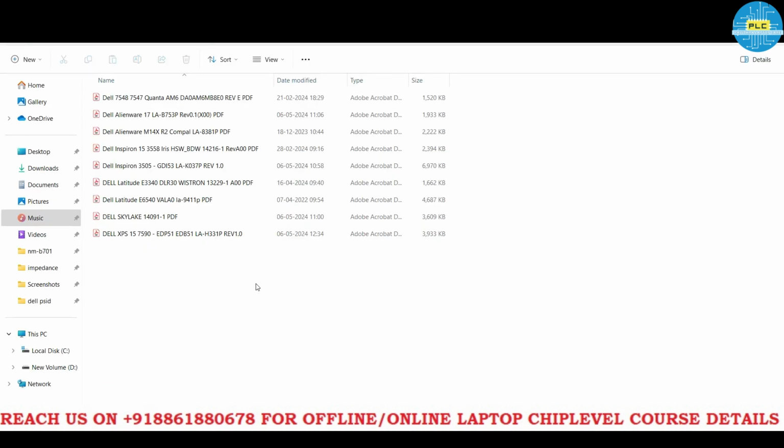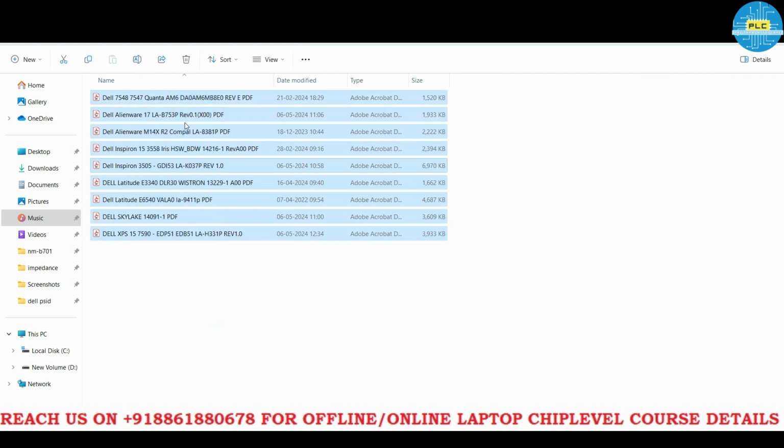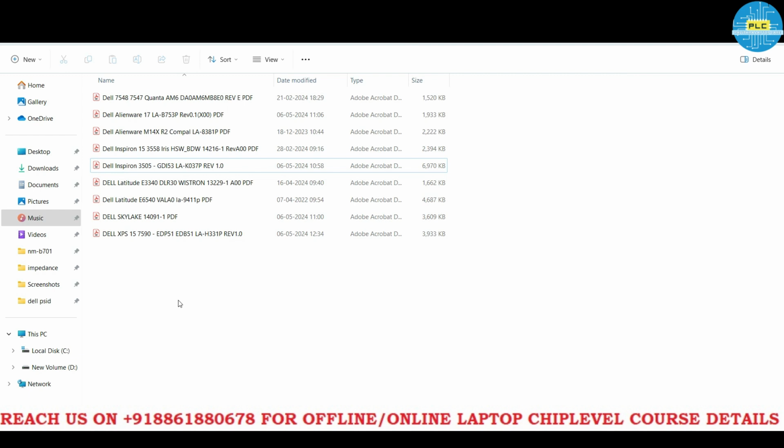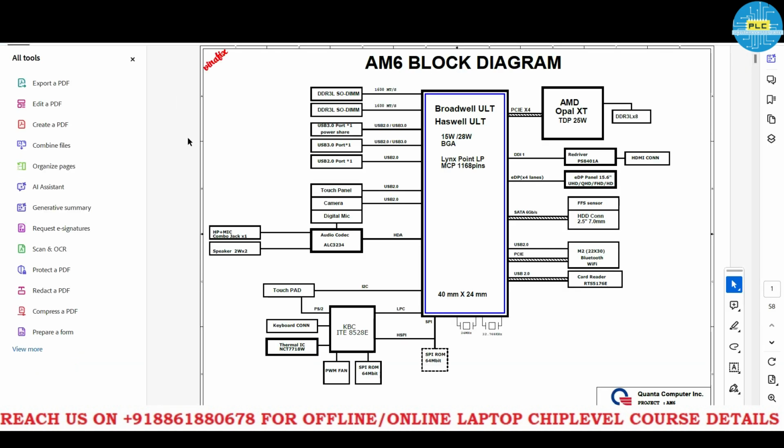See, now I have multiple Dell schematics stored in a folder. See, Dell 7548, Quanta AM6, Alienware, Inspiron, Latitude, Skylake, XPS. Okay, all kinds of schematics are there. In each schematic, what do we have to check? We have to check whether the circuit is the same or not. Okay, I am opening one randomly. You can also download any Dell schematic and check the PSID.